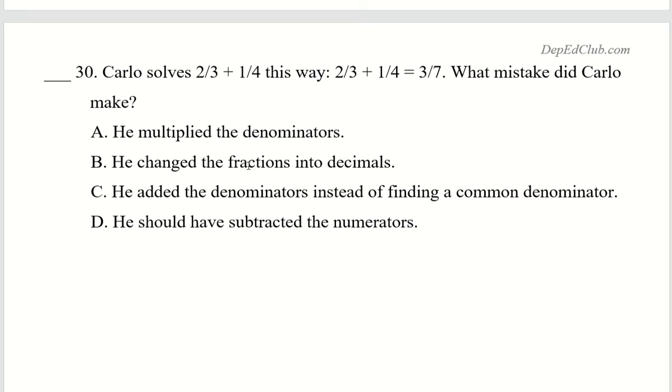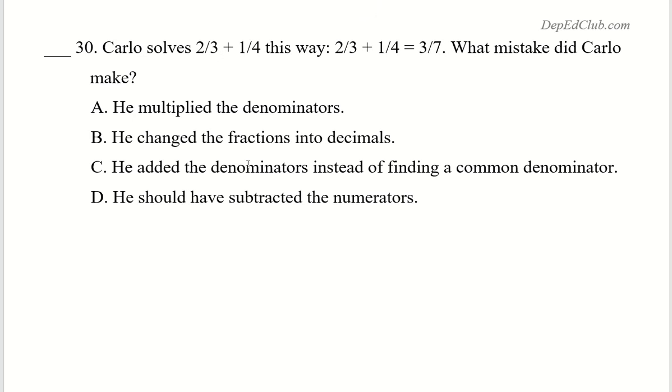30. Carlo solves 2/3 plus 1/4 this way: 2/3 plus 1/4 is equal to 3/7. What mistake did Carlo make? What he did is he added yung ating numerator and denominator, which is supposedly they have to find the LCD or least common denominator. So it should be letter C. He added the denominators instead of finding a common denominator.